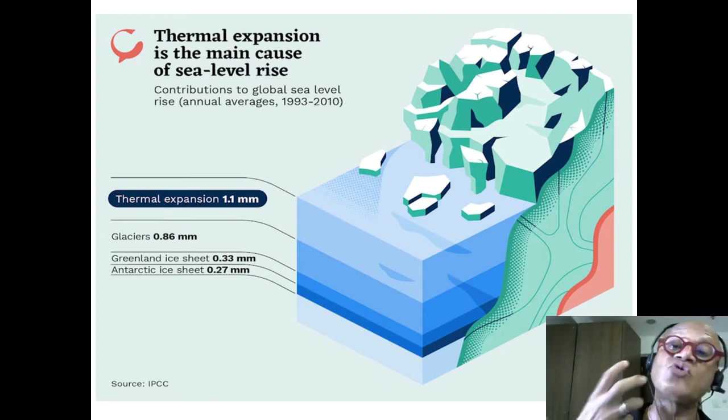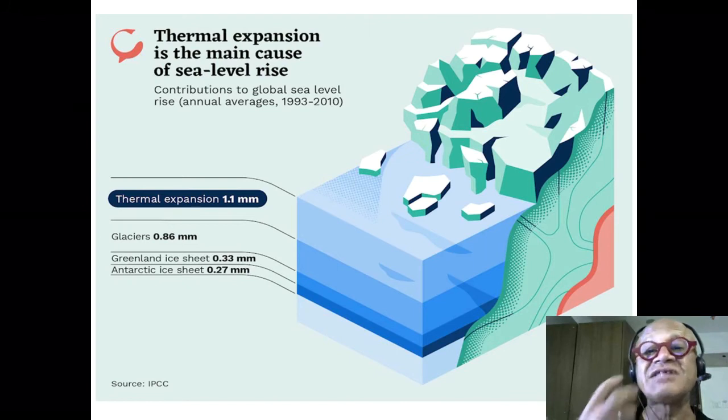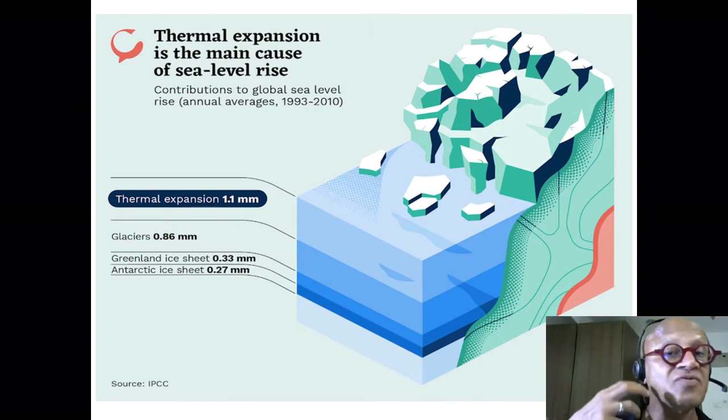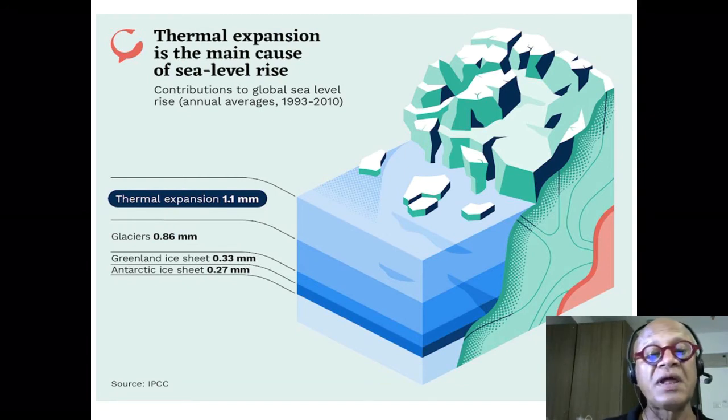The ocean takes up more than 90% of the excess energy from anthropogenic heating. We've said this many times. We have to say it again and again. So the thermal expansion is 1.1 millimeter. Glaciers contribute almost the same amount, 0.86 millimeter, with 0.3 millimeters coming from the Greenland ice sheet and 0.27 millimeters coming from the Antarctic ice sheets, and the rest coming from the others, right?